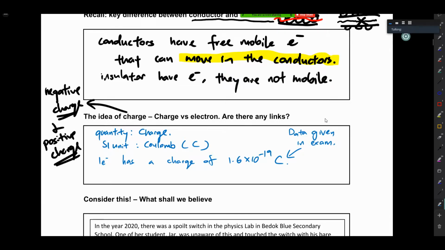Now, one electron has a charge of 1.6 times 10 to the power minus 19 coulomb. That's really very small. In this chapter we'll be using the coulomb quite frequently, so let me define it for you. 1 coulomb will therefore refer to how many electrons? It'll be 1 divided by 1.6 times 10 to the power minus 19. Can someone calculate this for me please? I think it's 6.25 times 10 to the power 18, but I just want to confirm.